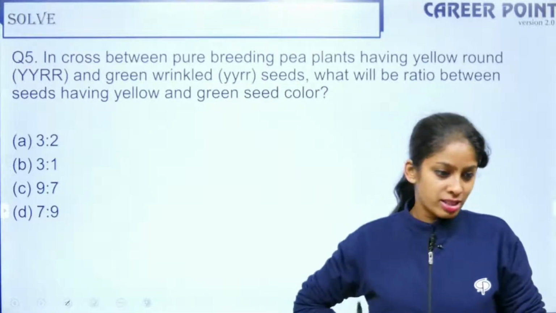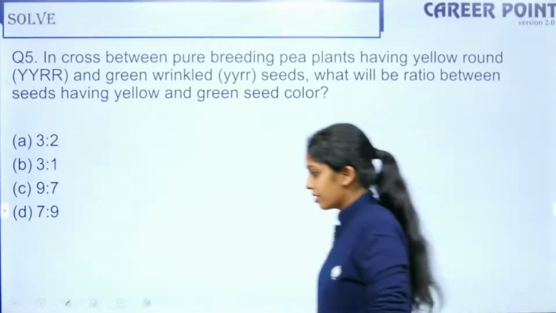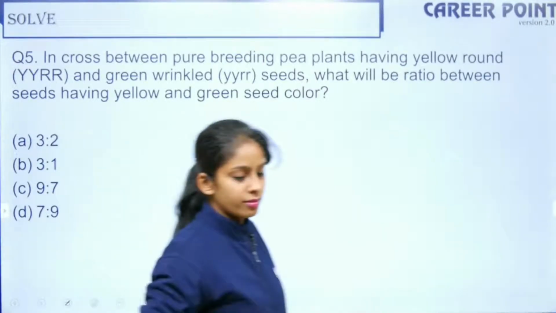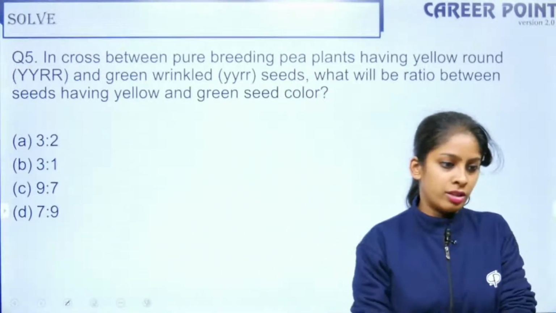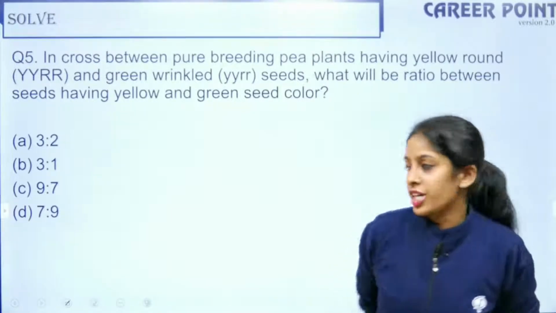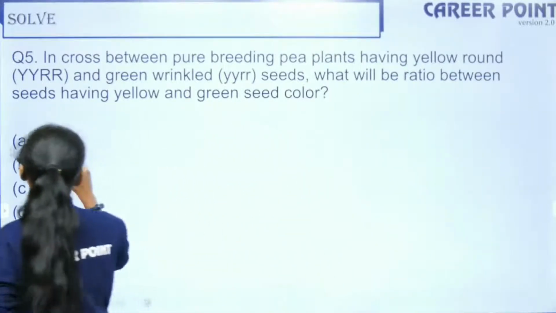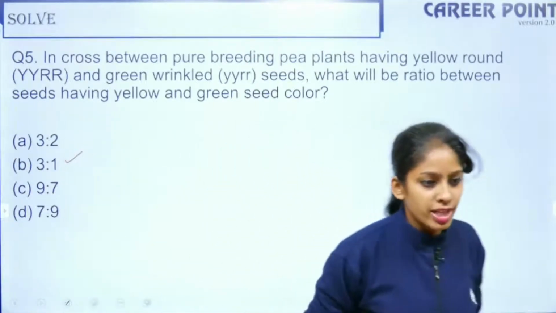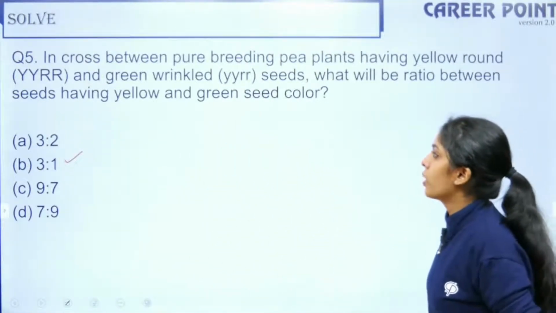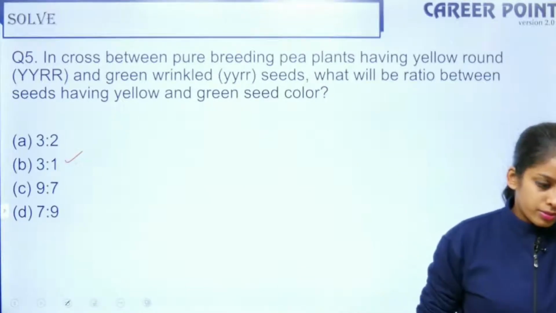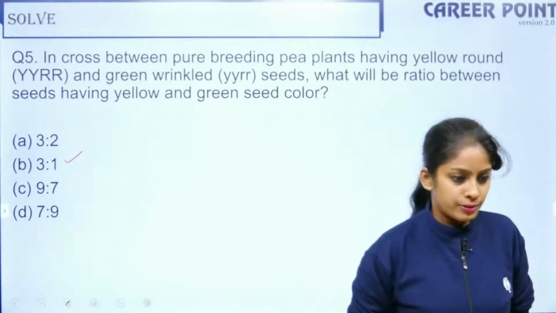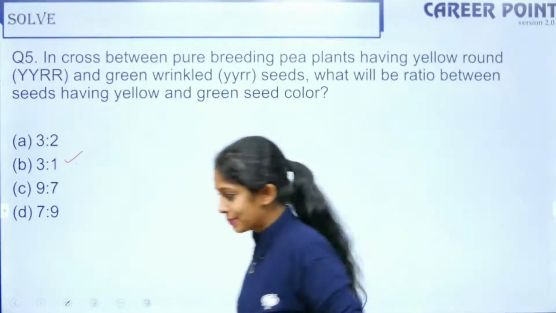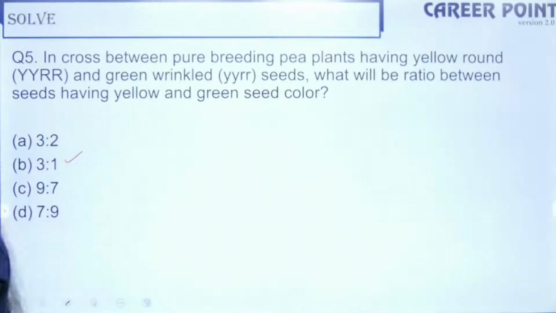I'm getting a variety of answers. Why so? Okay, so Keshav's answer is right. So it is 3:1. Why, Keshav? Give me the explanation. So what is 12 by 4? No, it's not C, it is B. Why is it option B?